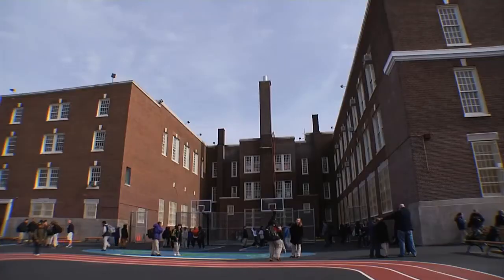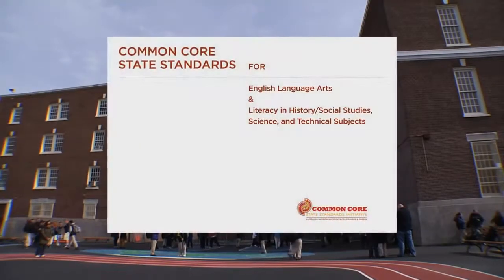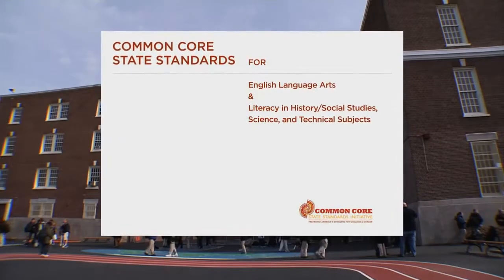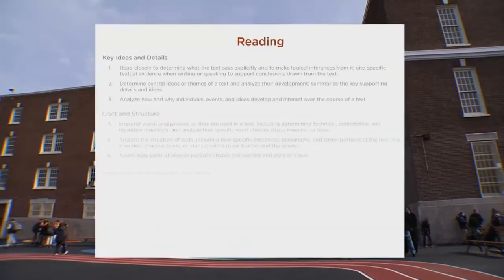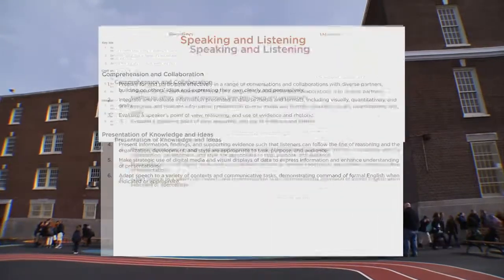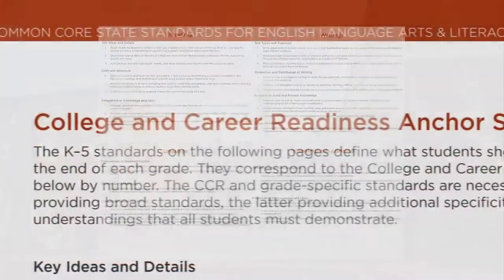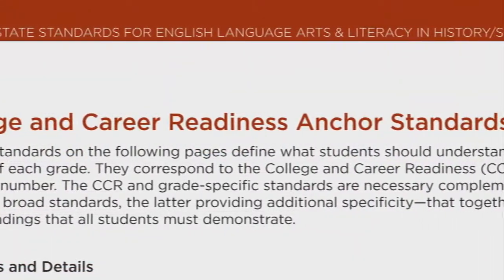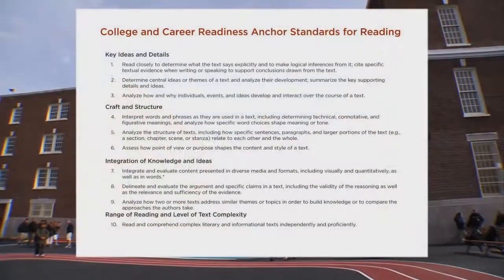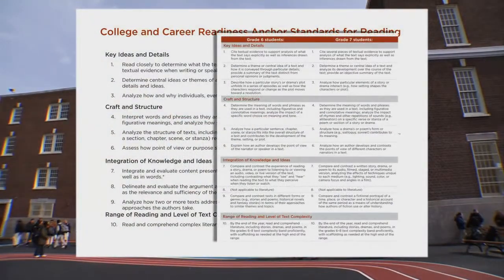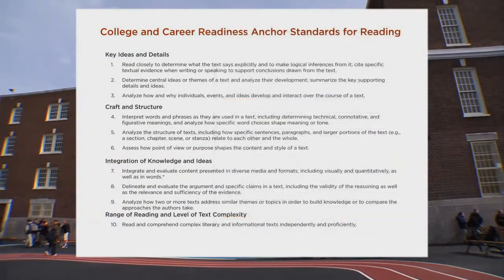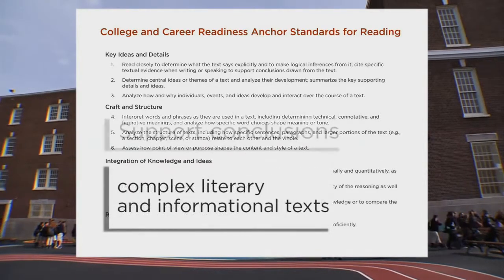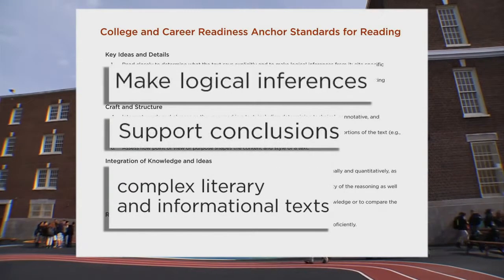The Common Core State Standards for English Language Arts and Literacy contain 4 main strands: reading, writing, speaking and listening, and language. Each section begins with college and career readiness anchor standards, which remain the same across all grades, and tie one-to-one with the content standards. The reading standards place a heavy emphasis on reading complex text, supporting conclusions with evidence, and making inferences.